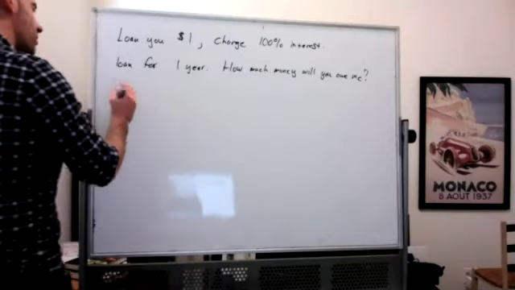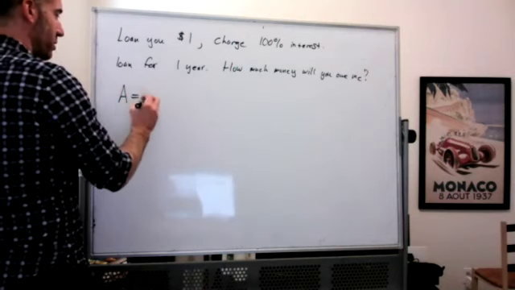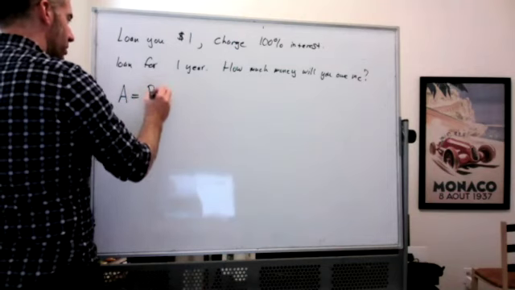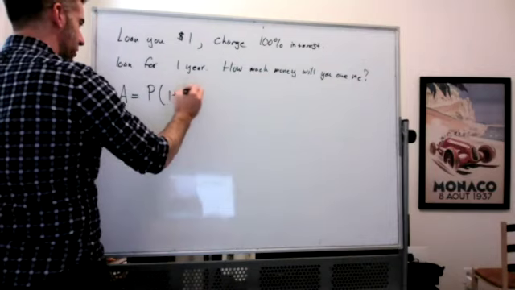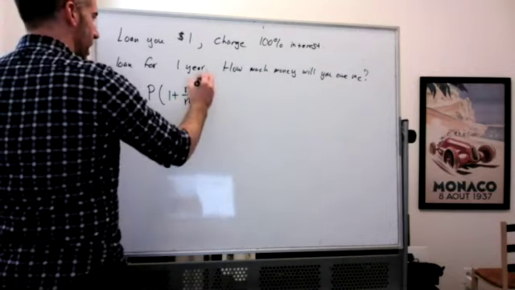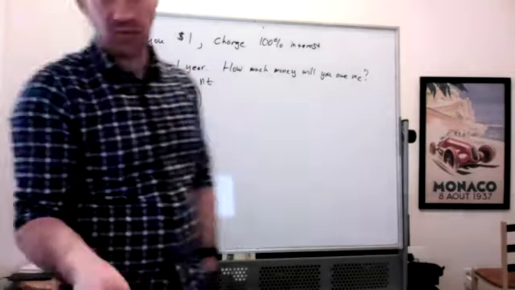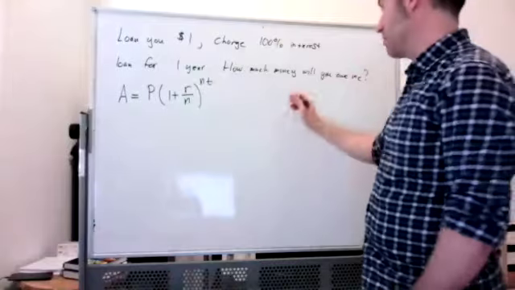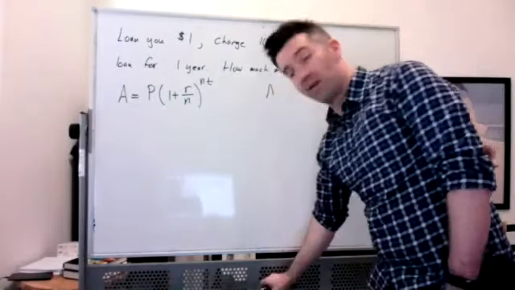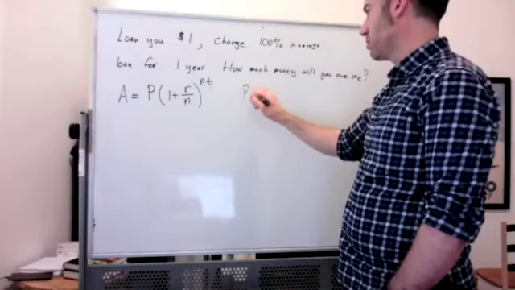So here's our formula. The amount of money you owe me after 1 year is going to be the principal times 1 plus the interest rate divided by n, where n is the number of times we're compounding, to the n times t power. Now, in this case, everything is 1 practically, right? The principal, the amount of money I'm lending you, is $1.